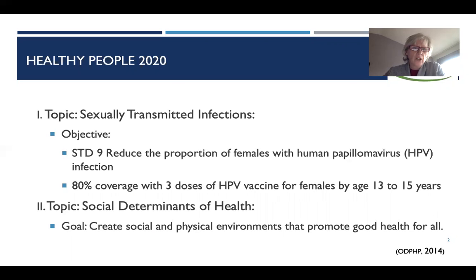So my topic is on sexually transmitted infections with a focus on HPV and HPV vaccination. And the Healthy People 2020 objective is to reduce the proportion of females with HPV infection, have 80% coverage for all of those females who are part of the population and have the vaccine available to them.